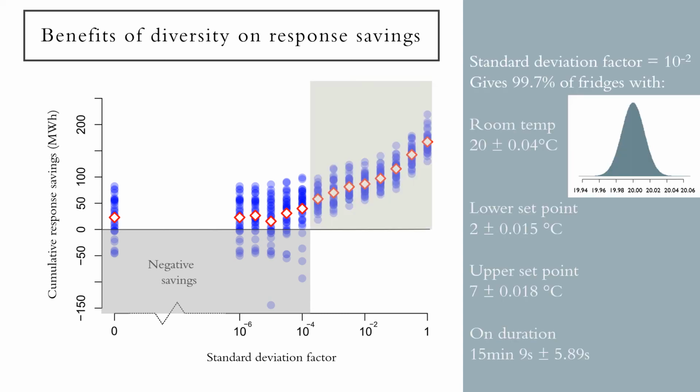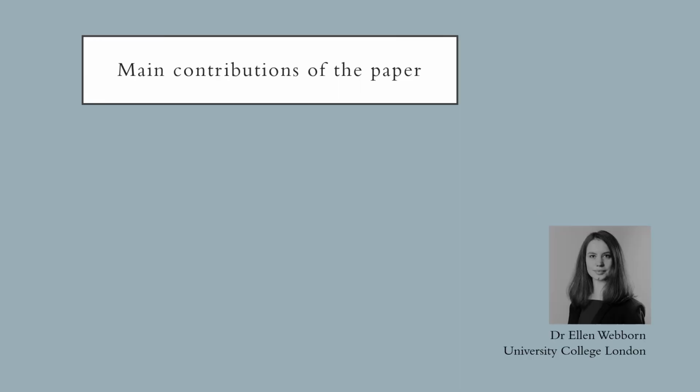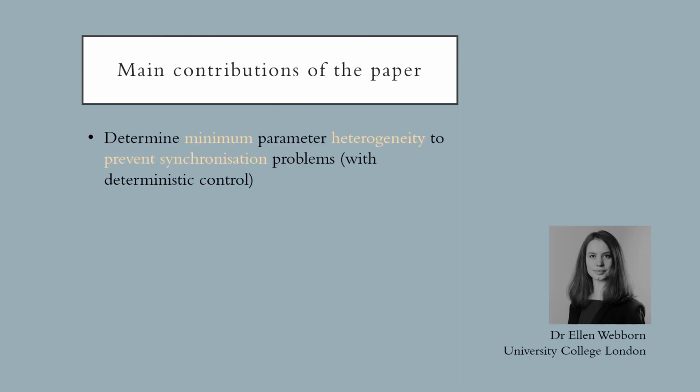We show in the paper that this is a very tiny amount of parameter heterogeneity, well within what might be expected. For example, almost all room temperatures would be within 0.04 degrees C of the mean. The first contribution of this paper is the study introduced here, determining the minimum heterogeneity required to prevent synchronization, which I find is well within what could be expected in a population.